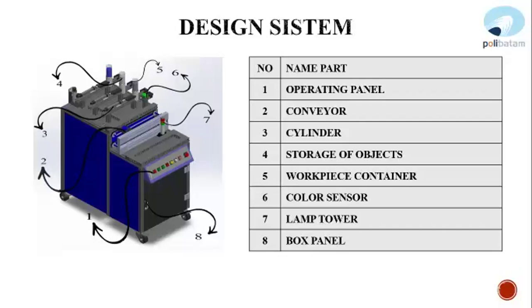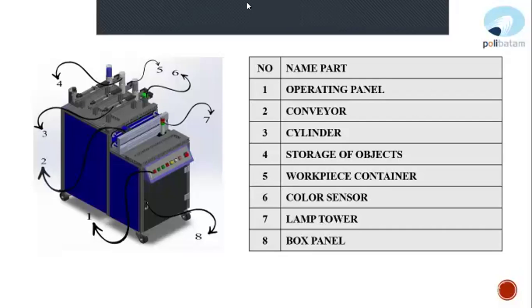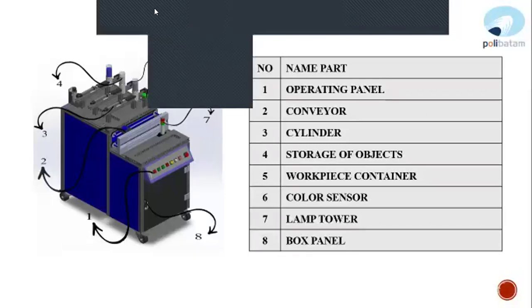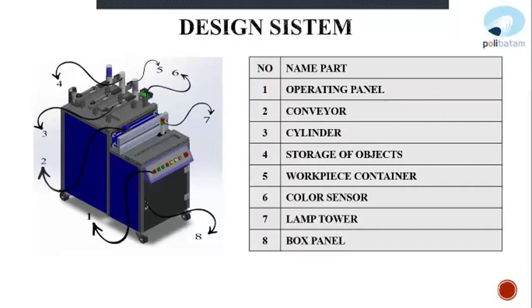And last, there is an electrical box. The electrical box is a space for placing various electrical wiring and components such as terminals, modules, Wago, connector, and PLC and switch hub. Okay, next.